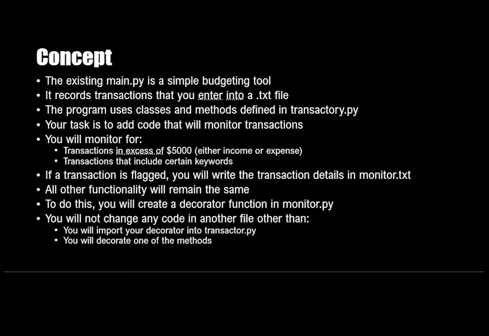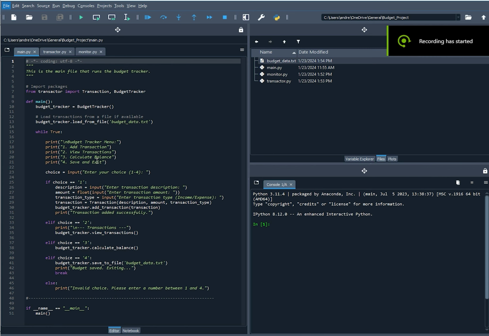Your code is going to be written into the file monitor.py, which is in your directory. Right now, it's just an empty Python file. We're not going to change any of the code or functionality in any other file other than we're going to import the decorator into transactor.py, and then we will have to decorate one of the methods. Okay, so let's go ahead and get started with the project, and hopefully by this point you should have unzipped all of the files into your own drive.